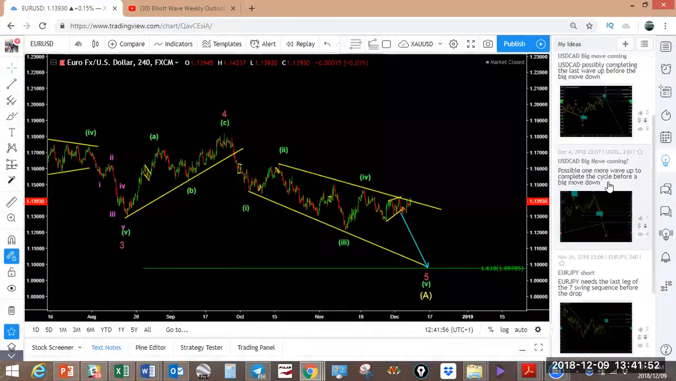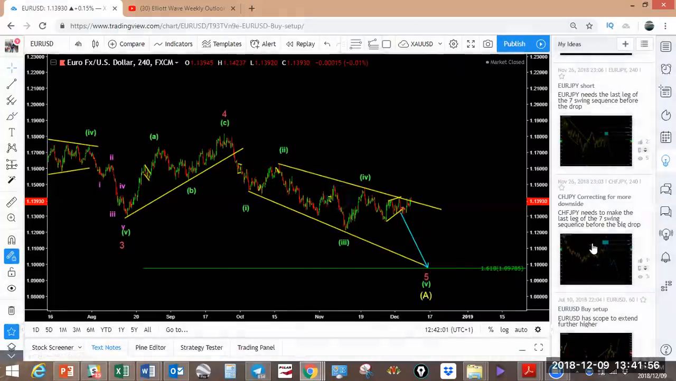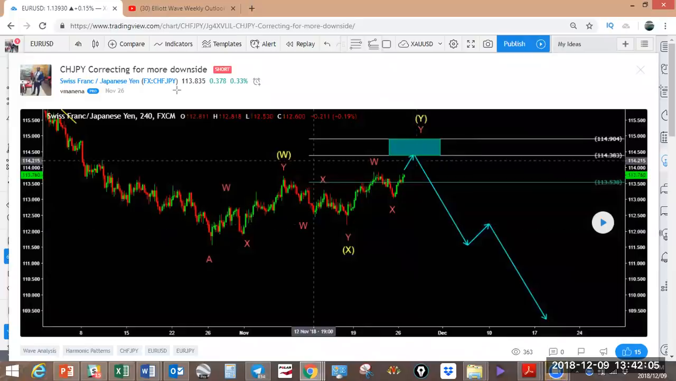Another one that we've been looking at, this one I posted a week before, was Chief JPY. Let's look at Chief JPY. Now, Chief JPY, one of those almost guaranteed trades.